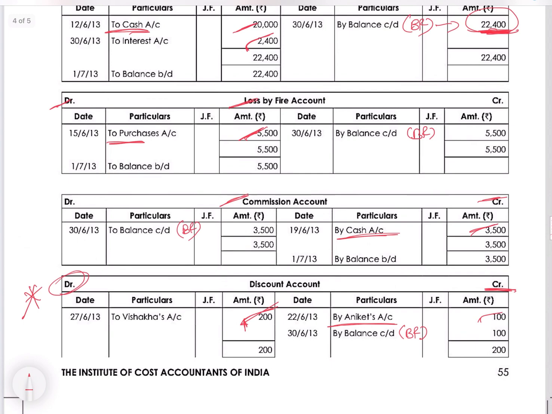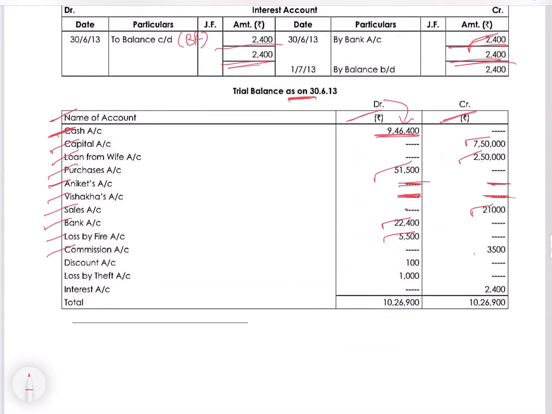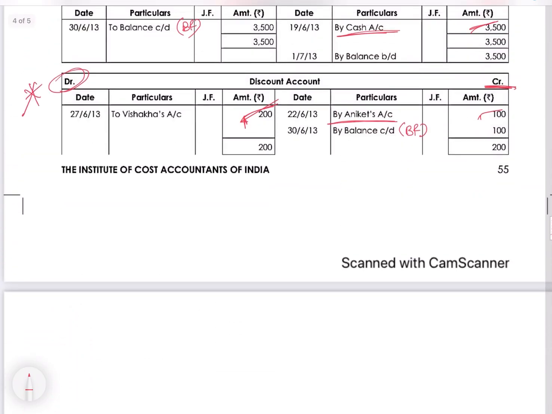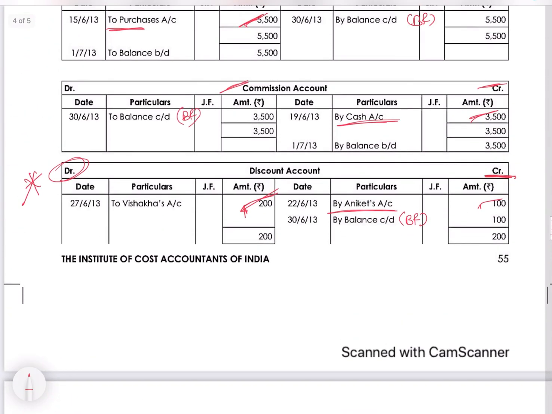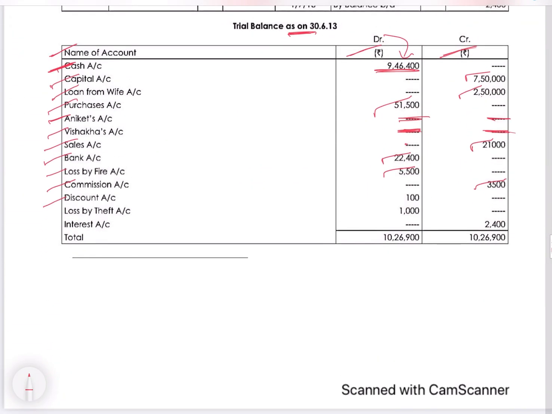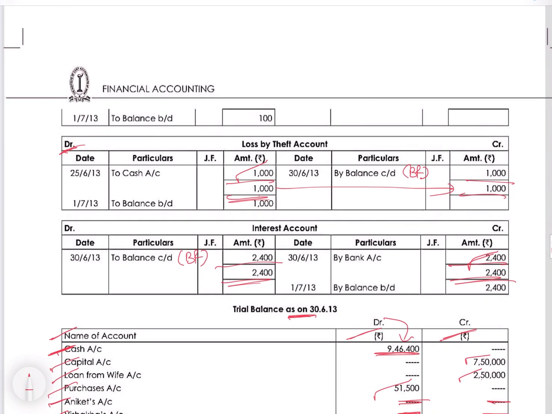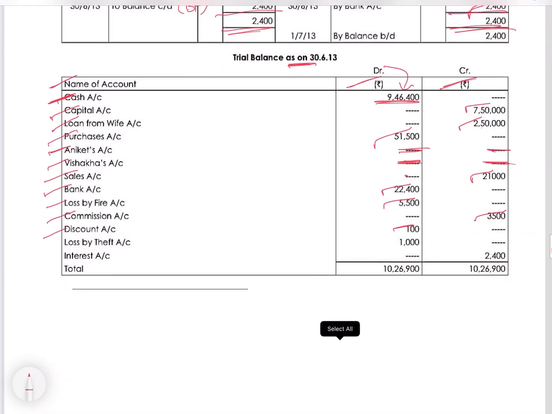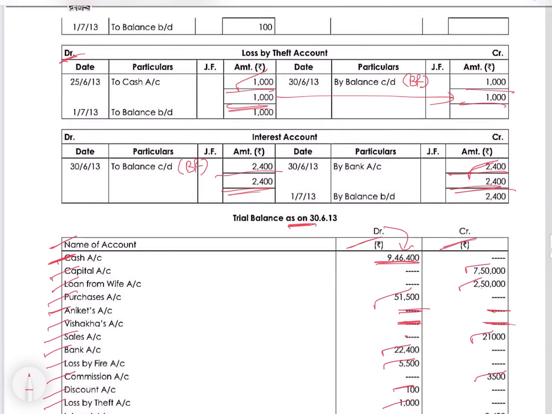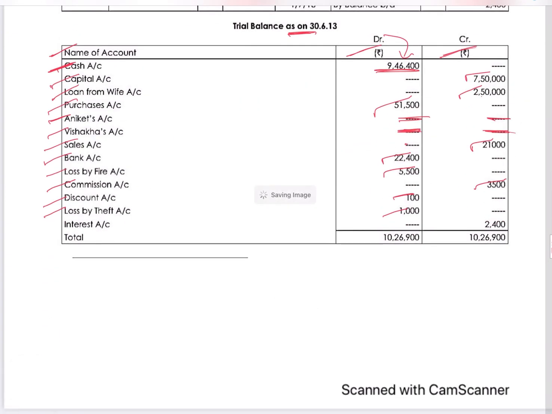Next, commission. No, commission has a credit balance of 3,500. Next, discount has a debit balance of 100. Loss by theft has a debit balance of 1,000. Interest has a credit balance of 2,400.